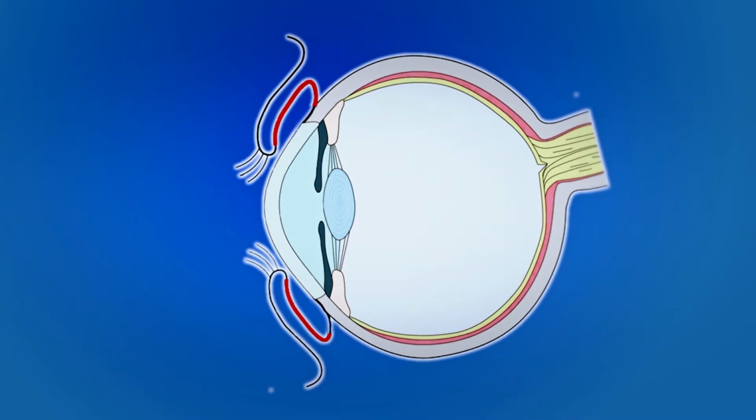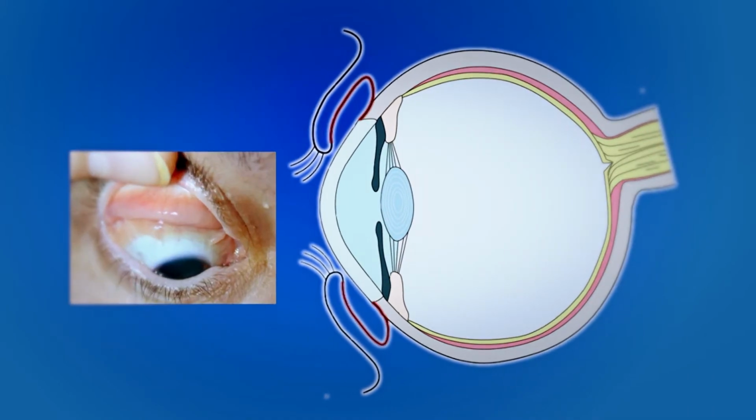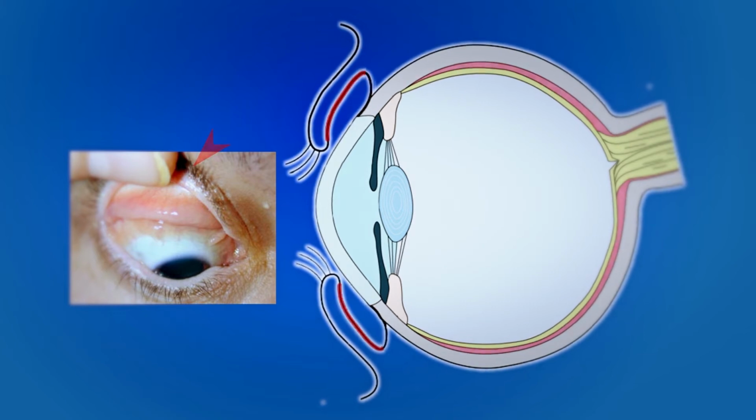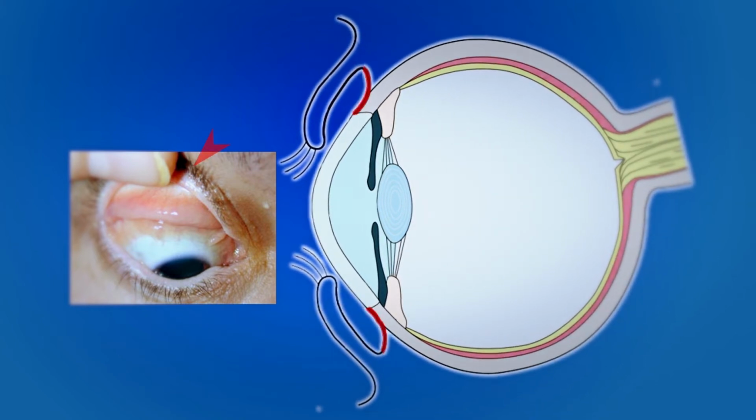Conjunctiva, the thin vascular mucous membrane covering the inner aspect of the eyelids. Palpebral conjunctiva and sclera, bulbar conjunctiva.